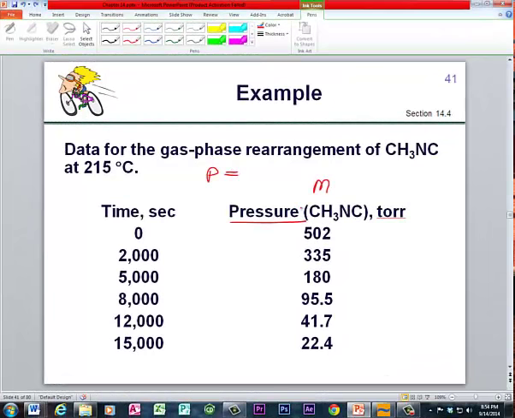Here we have data that represents a change in pressure for the isomerization of methyl isonitrile. And we can use pressure in place of molarity because, if you recall from gas laws, pressure is equal to the number of moles times R times T divided by the volume. R and T are kept constant, at a constant temperature, in this case 215 degrees Celsius, which really just leaves us with moles divided by volume. And so you can relate pressure with molarity. And so we're using pressure as a unit of concentration in a gas phase reaction.